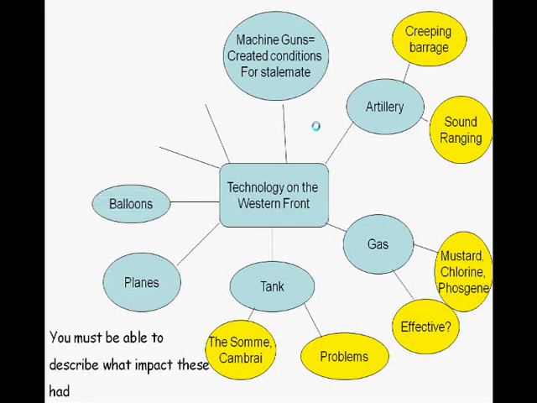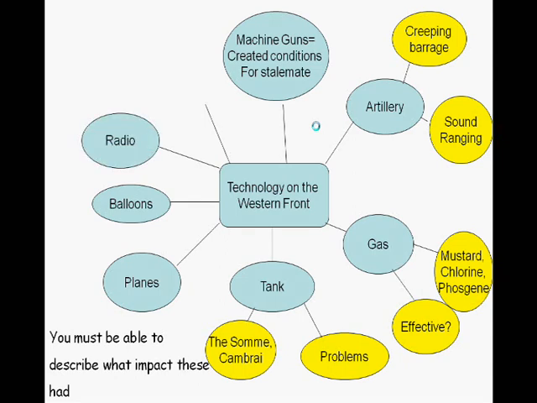Planes were used to spot enemy positions and relay that back. Balloons were used to try and stop the enemy planes from being able to come over and have a look at your positions. The radio was a great advance in the first battle of the Somme.